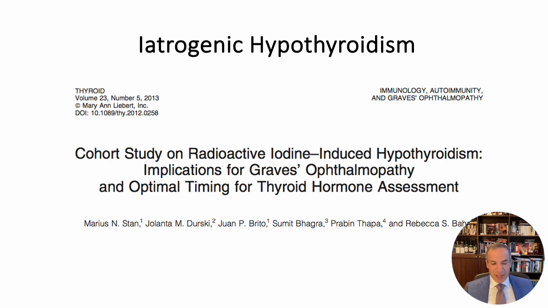The alternative is to allow the TSH to go up to 4, 5, 6, 8, 10, and then try to bring it down by increasing the levothyroxine. And that process leads to activation of orbital fibroblasts and worsening eye disease, or at least a much higher risk of worsening eye disease.